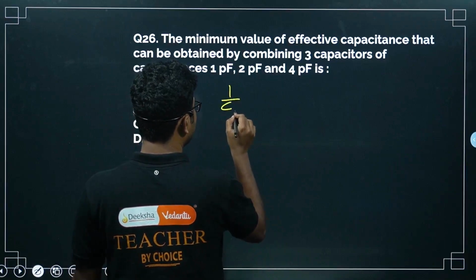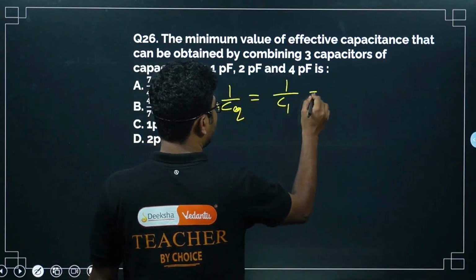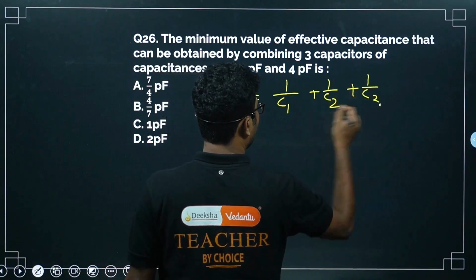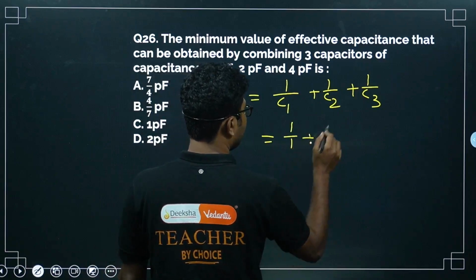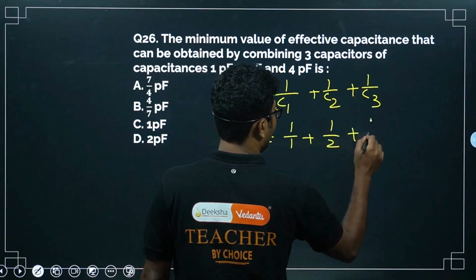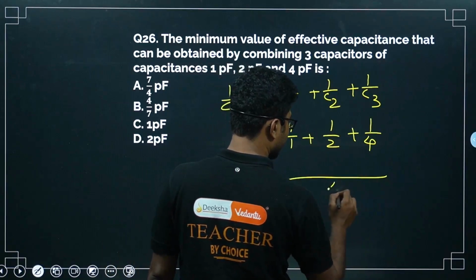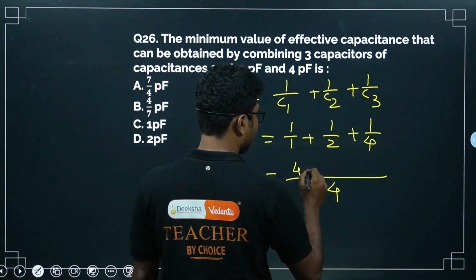So we know that 1 by C equivalent is 1 by C1 plus 1 by C2 plus 1 by C3. These are old questions, very old questions. So these are very simple. So 1 by 1 plus 1 by 2. You will not get this kind of question nowadays. But still, since it was asked, maybe now they will ask the same question in your board exam.